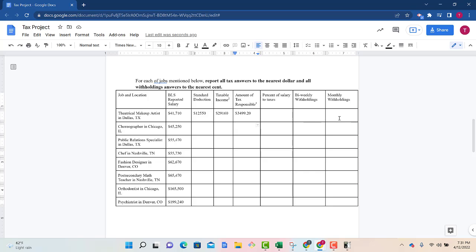These last three columns, same thing. Biweekly withholdings. Remember, that is every 2-week pay period. They want to know how much of this amount shows up each one of those 2-week pay periods, and obviously how much of that shows up in the 12 monthly pay periods.